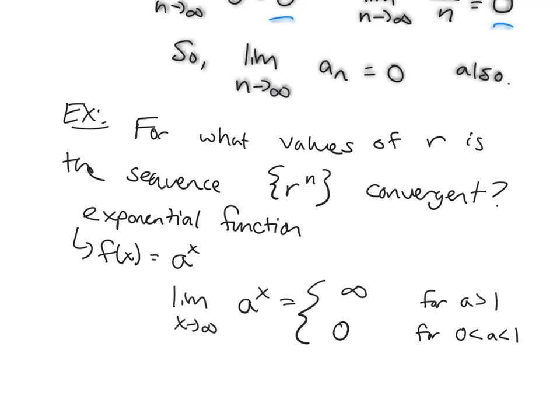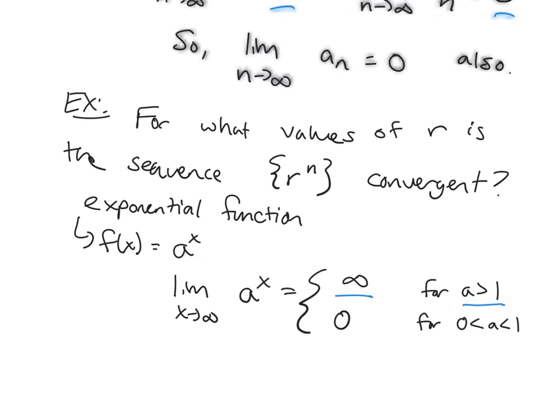So if R is greater than 1, is my sequence going to converge or diverge? Sorry, R and A are the same thing. So if R is greater than 1, which means I'm also looking at A greater than 1, what was my limit? Infinity. So does that mean my sequence converges or diverges? It diverges. The sequence diverges.